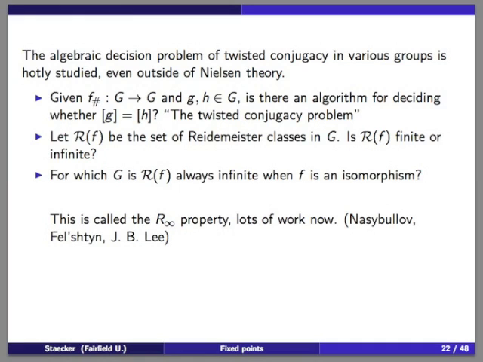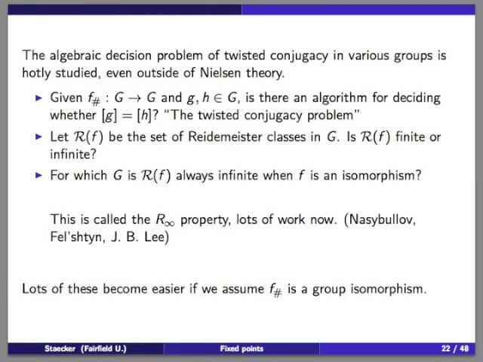So in the next few days, Nasybullov, Felshtyn, and J.B. Lee are going to be talking about the R infinity property. It's a big deal these days. A lot of these questions become easier if you assume that the map is an automorphism, like I said.